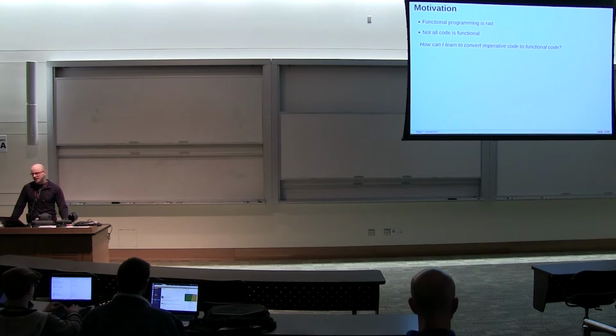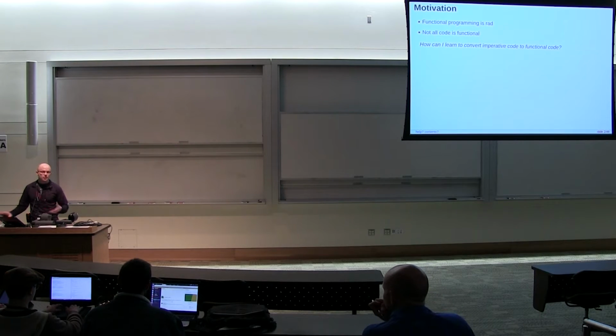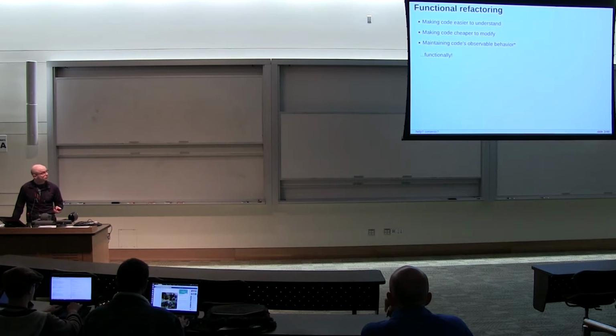And over time, by reading blog posts and books and so forth, I started to build up this map in my head of when I encounter this imperative pattern, that's the functional pattern to use if I want to convert the two. So basically I want to be able to answer this question: how do I learn to convert imperative code into functional code? And the mechanism by which I want to do that is functional refactoring.